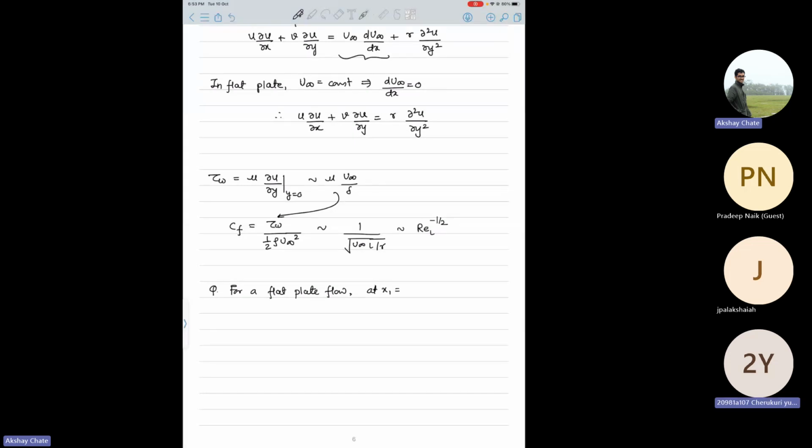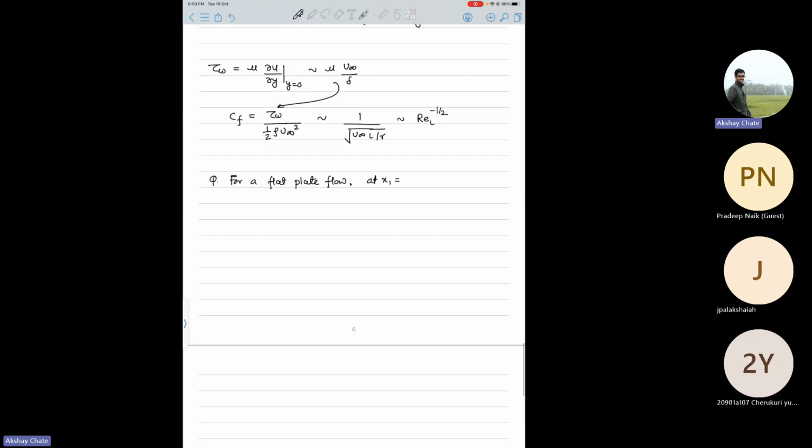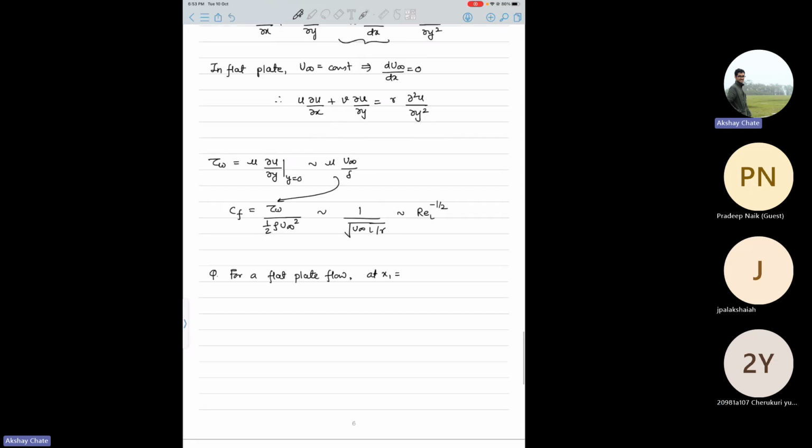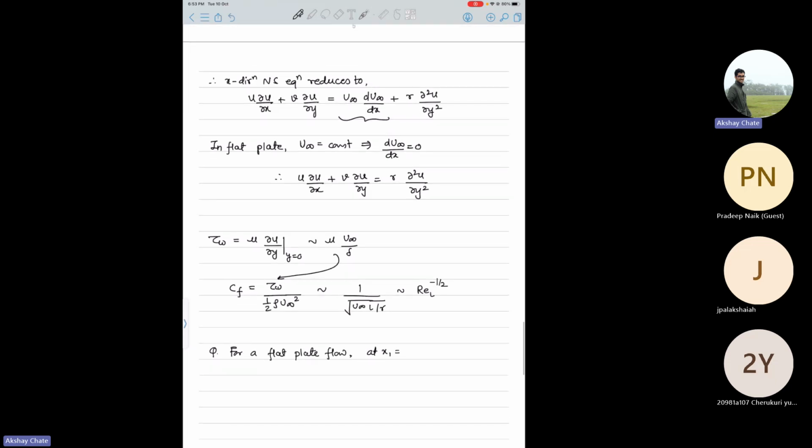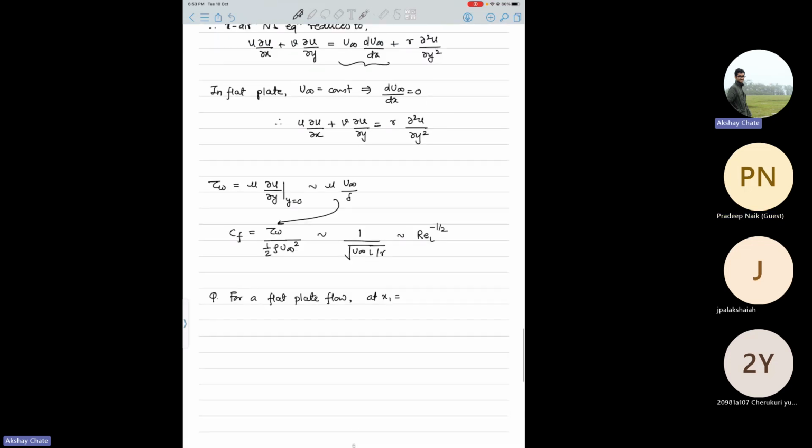Sir, your screen is not working, sir. Okay. Anybody else having the same issue? Because I can see it is moving. I can see it, I can hear also. It is moving locally probably. Okay, so maybe there is some network issue. Wait for some time. If it is still persisting, you can tell me.